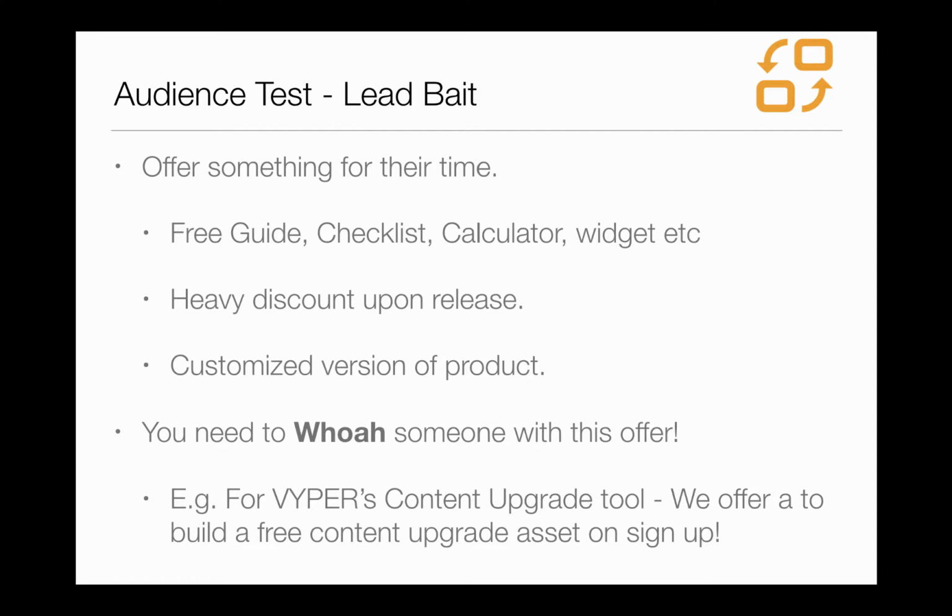Now, an example here for when we were validating Viper's content upgrade tool is we were offering to build people a free content upgrade if they would give us the feedback from our survey. So this really helped incentivize people to do that, because people don't have the time or didn't want to spend the time creating their content upgrade. But we were willing to do that in exchange for that feedback and opinions.